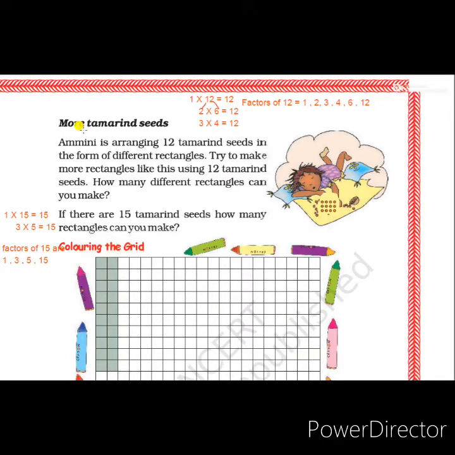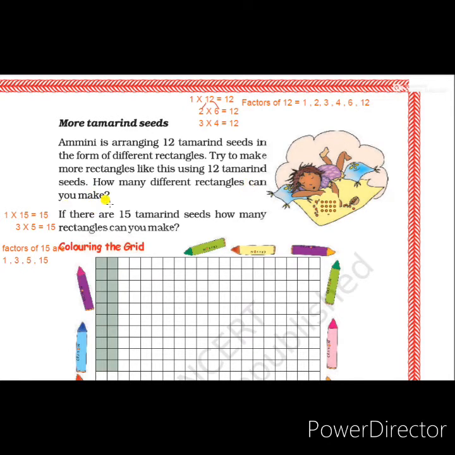Today I will explain page number 93. On this page we have the topic "More Tamarind Seeds". See what story is given here. Amni is arranging 12 tamarind seeds in the form of different rectangles. Try to make more rectangles like this using 12 tamarind seeds. How many different rectangles can you make?